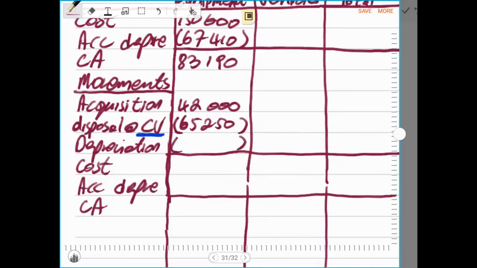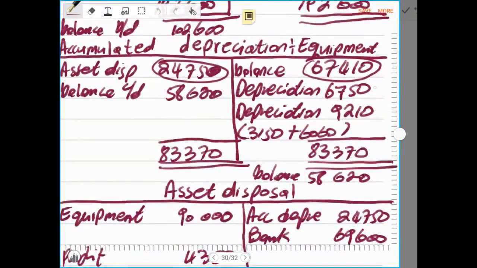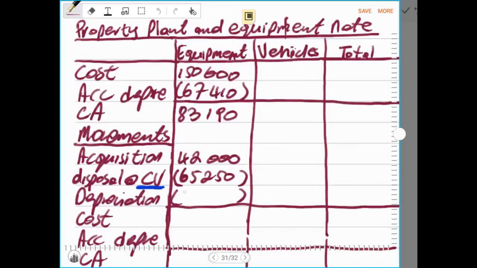Then after now we have to record the total depreciation for equipment for the current year, total for the new equipment, sold equipment, and for the old equipment. So now the total of their depreciation will be the sum of the two, the sold one, the new one, and the old one. Therefore now the sum of the two is the 6,750 plus 9,210 will give you 15,960 rands.